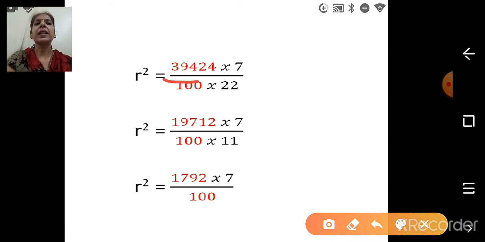Now it has become 39,424, the decimal is removed, upon 100. Why upon 100? Because the decimal is removed. Into 7 upon 22, because we have to take the reciprocal. So r square is equal to 39,424 upon 100 into 7 upon 22.